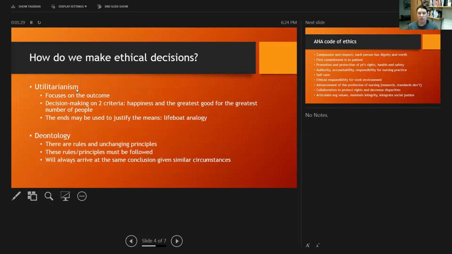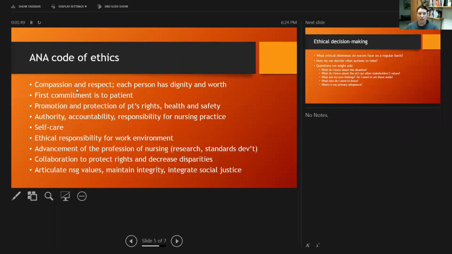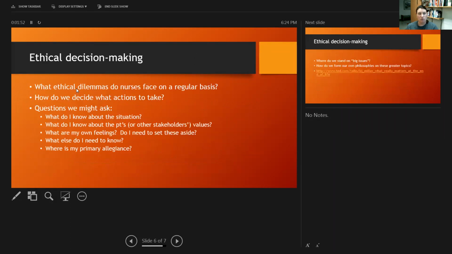So again, if we have a lifeboat, who are we going to pick to get on the lifeboat? How are we going to make that decision? And then there's deontology, which says that there are rules and unchanging principles, that these must be followed, and that you will always come to the same conclusion given similar circumstances. Again, we have our ANA Code of Ethics that we need to follow. I went through all of these last week with you.